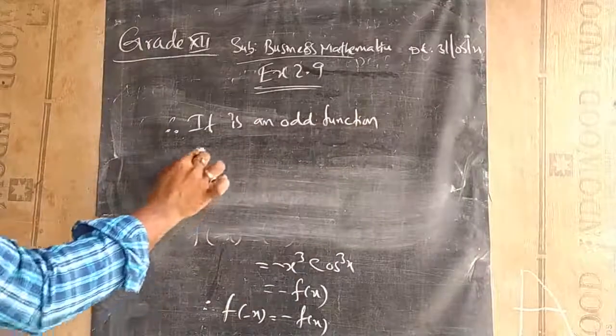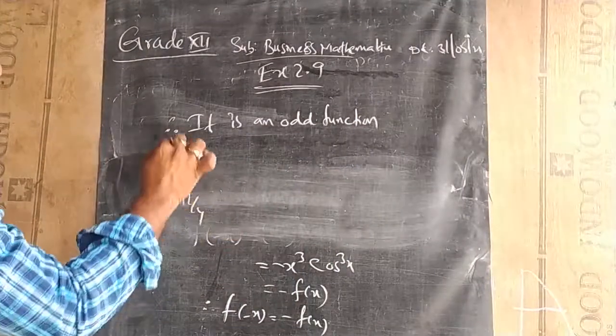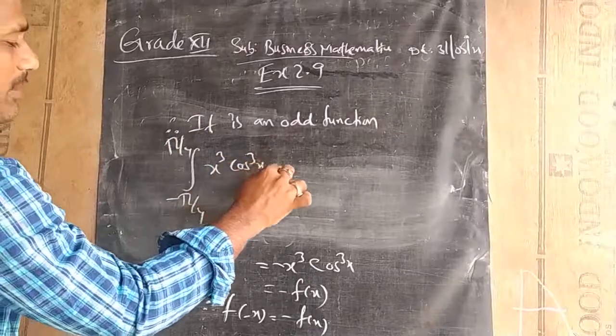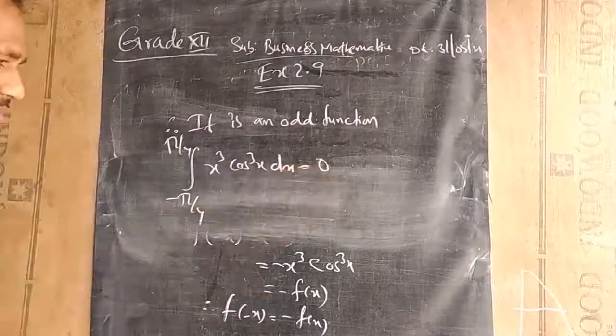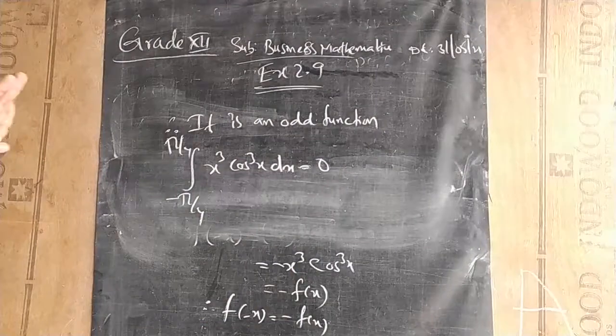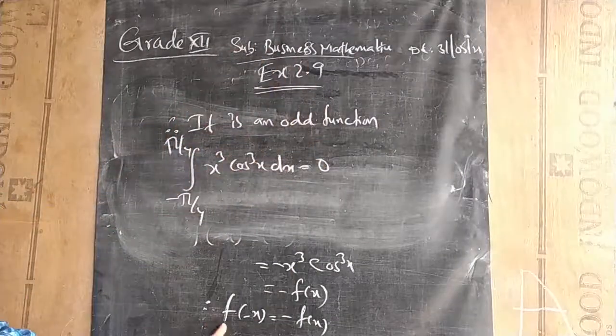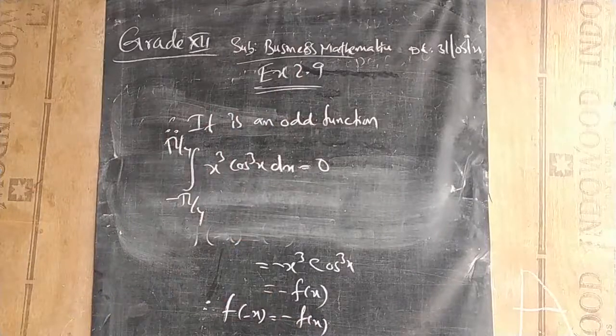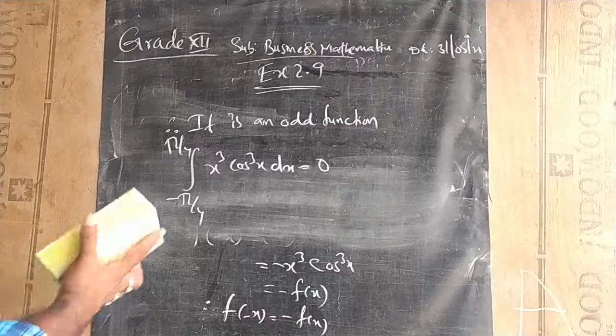If it is an odd function, then integral minus pi by 4 to plus pi by 4 of x cube cos cube x dx is equal to 0. Already we have seen in the formula that whenever you are getting an odd function, like f of minus x is equal to minus f of x, then the integral answer will be 0. Let us take another, the second question.